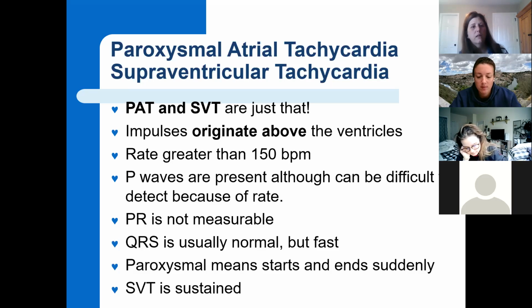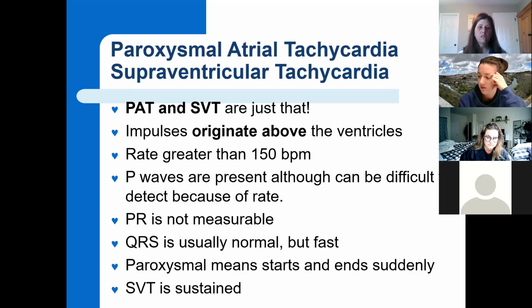With this, typically, you see their rate greater than 150. The P waves are present, but they're going to be hard to see. So you're probably not going to be able to measure that PR interval. Your QRS is going to look normal, but it's going to be really fast, okay? We knew that sinus tachycardia was greater than 100, but with sinus tachycardia, we could clearly see the P wave, the QRS, and the T, couldn't we? Well, with this, it's not going to be that obvious, and we're not going to be able to measure that PR. We're not going to be able to see the clearly defined P waves, although they might be present.